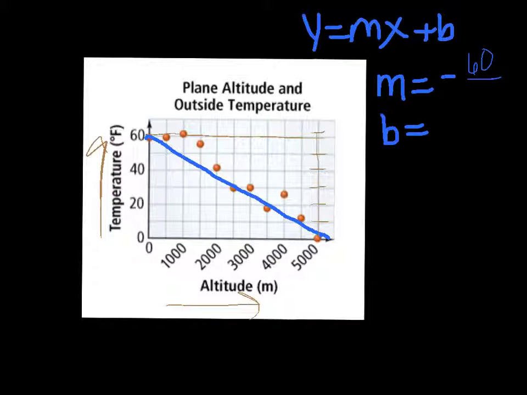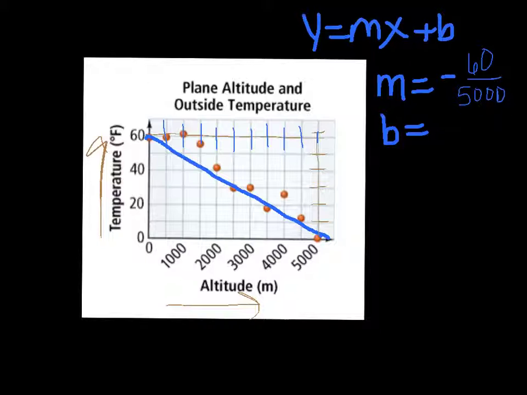Now my run, remember, on my run we're counting 500 every unit, because 2 units is 1,000. So 500, 1,000, 1,500, 2,000, 2,500, 3,000, 3,500, 4,000, 4,500, 5,000. So I have 5,000.